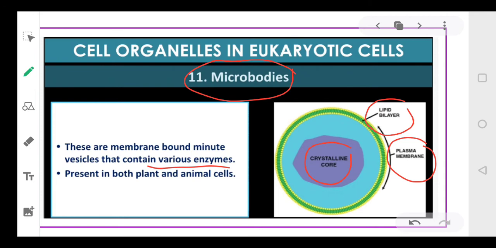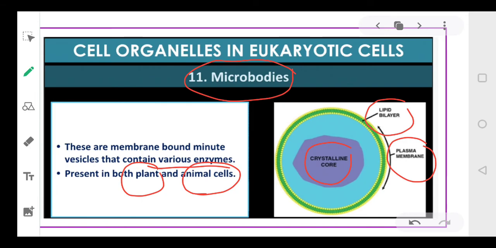These are present in both plants as well as in animals. Okay, they are present in animals as well as plants. So we can say these are enzyme filled vesicles which are present in plants and animals. Okay everyone, I hope this much is clear to everyone.